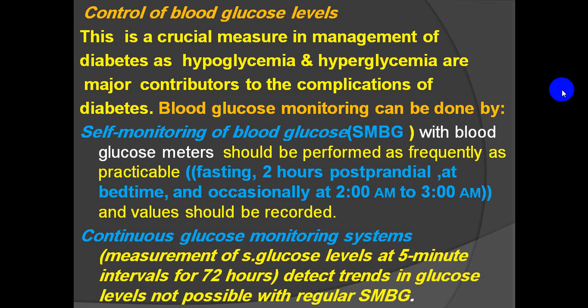The other way of blood glucose monitoring is by continuous glucose monitoring systems, measurement of serum glucose or blood glucose levels at 5 minutes interval for 72 hours.